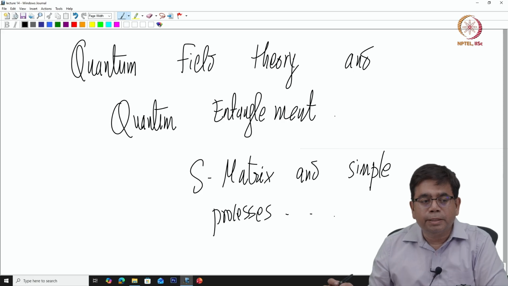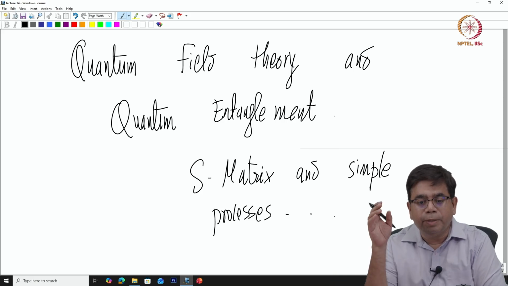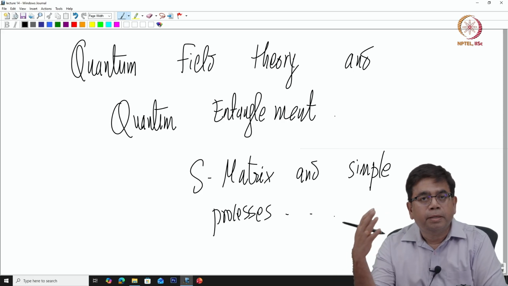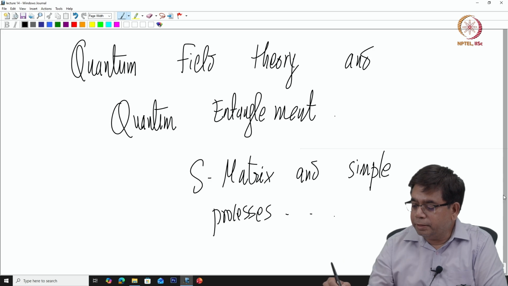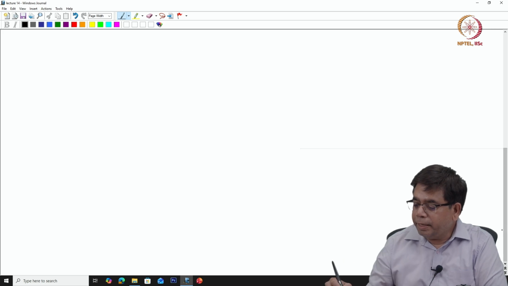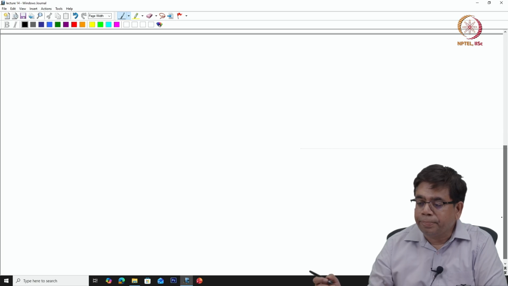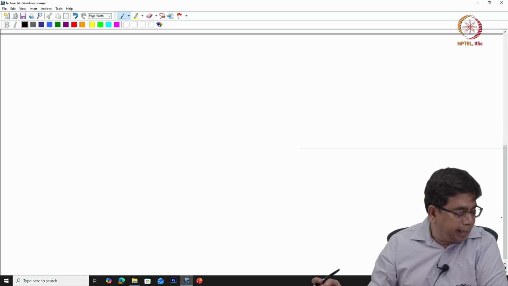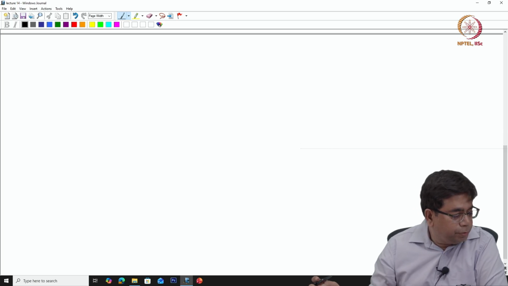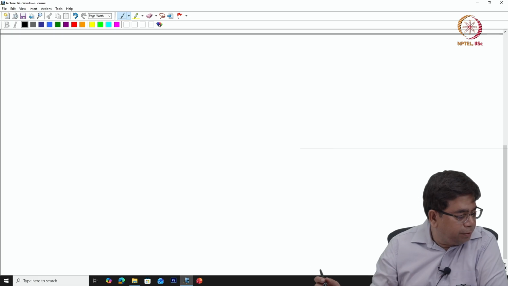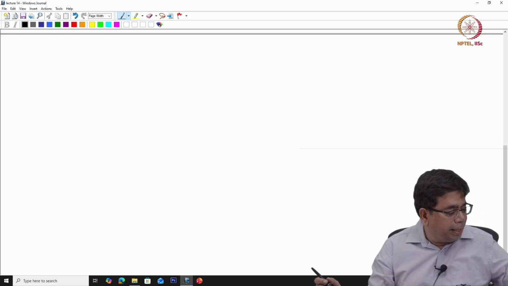So let us look at a simple process. So far we have been dealing only with scalar fields. Essentially we looked at the first interaction picture, and towards the end of the class we will look at the second set of interaction pictures essentially. During the interaction picture we introduced the so called S matrix.